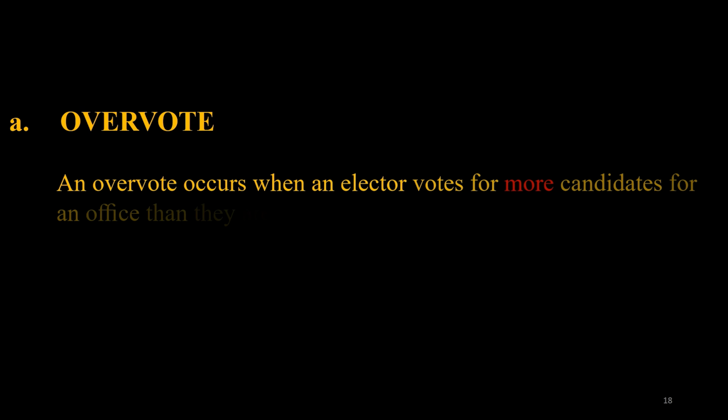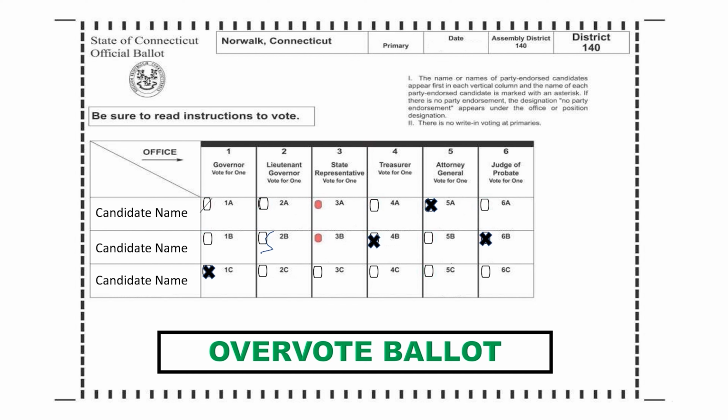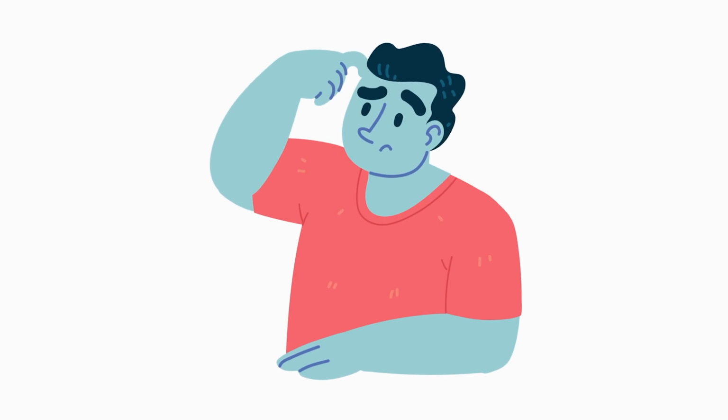Special case number 1 is an overvote. An overvote occurs when an elector votes for more candidates for an office than they are entitled to. Sometimes, a stray mark or markings inadvertently written by the elector on the ballot may get read by the tabulator, and thereafter counted as if the elector cast an extra vote, unwittingly.